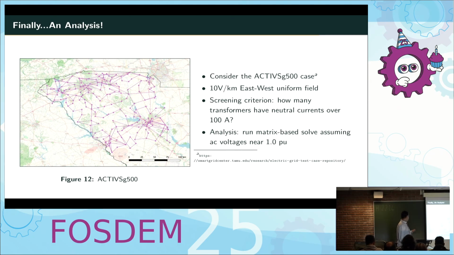Okay, and now that I'm almost done, here we have the analysis I promised. This is a 500 bus synthetic case produced by Texas A&M University, and we're applying a pretty hefty 10 volt per kilometer east-west field. And we use a screening criterion: which of our transformers have a weighted neutral current over 100 amps.